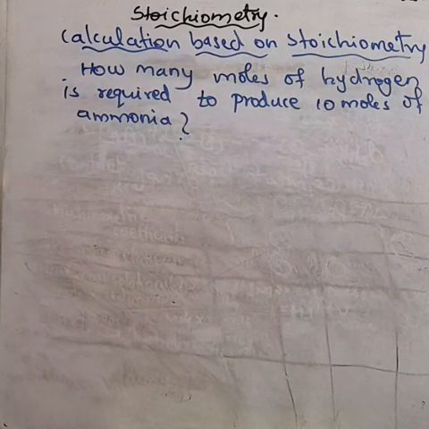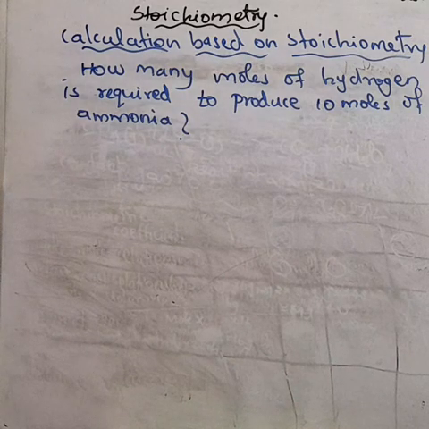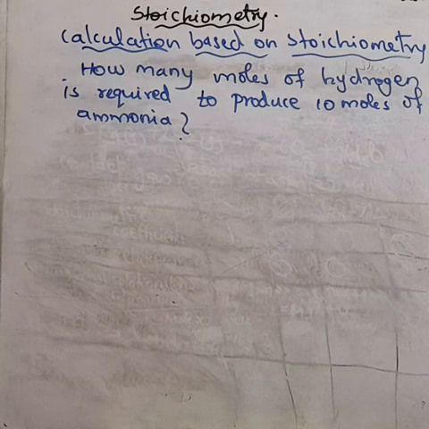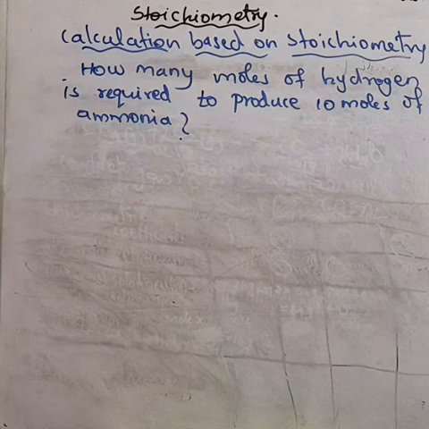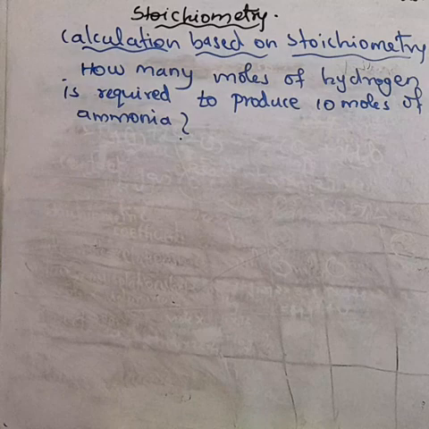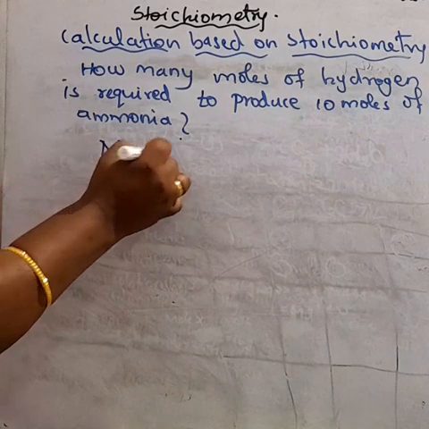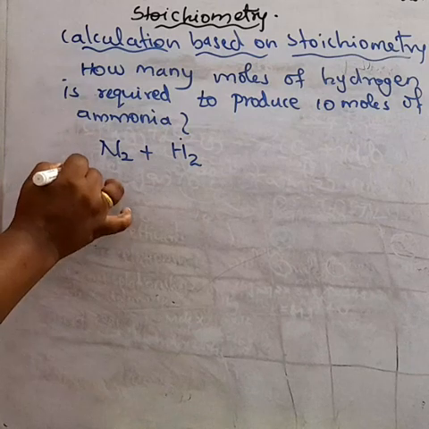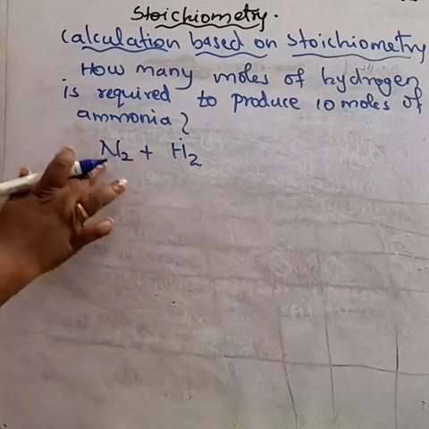For all questions, you have to balance the equation, you have to write the stoichiometric equation. So the balanced stoichiometric equation for the formation of ammonia. How is ammonia formed? Hydrogen combines with nitrogen. We have learned the preparation of ammonia by Haber's process. So nitrogen combines with hydrogen to form ammonia.